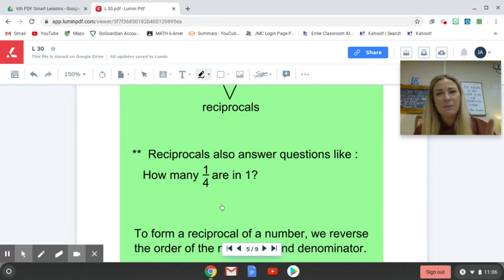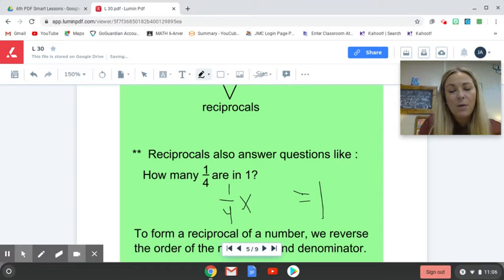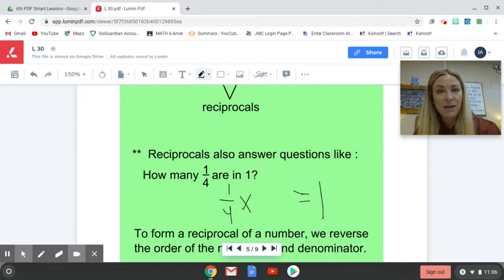This is important to remember because I know that often in your homework, it's worded this way. Reciprocals also answer questions like, how many 1/4 are in 1? So how many of some fraction are in 1? That's saying 1/4 times what would give me 1? Well, by definition, a number times its reciprocal gives you 1. So if they're asking this, they're asking 1/4 times what would give me 1? Well, what would the reciprocal of 1/4 be?